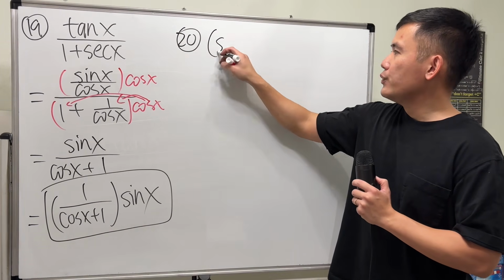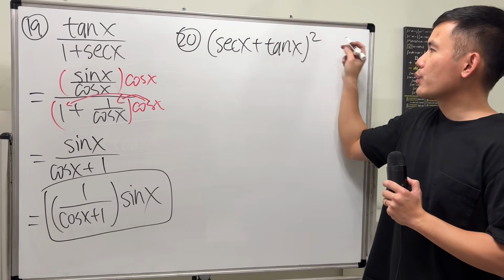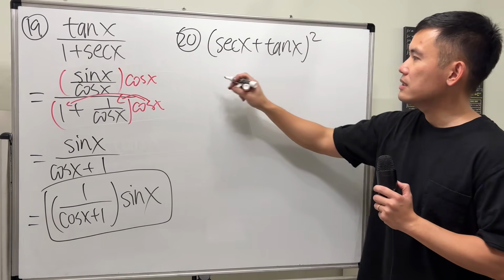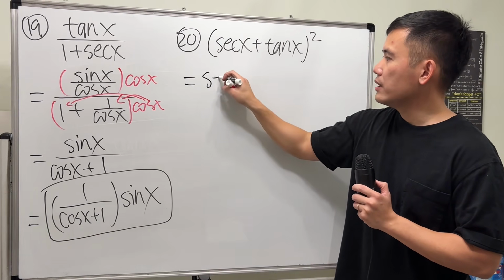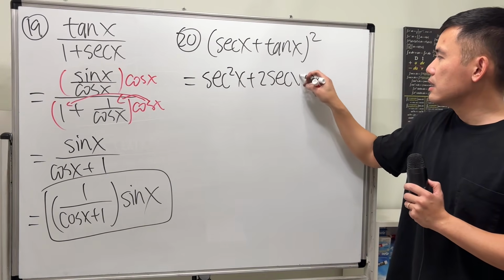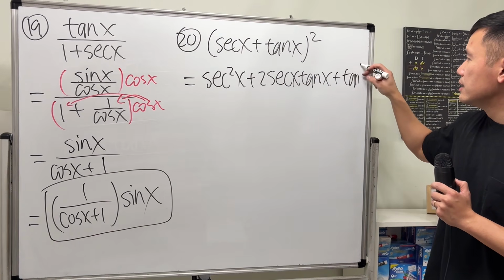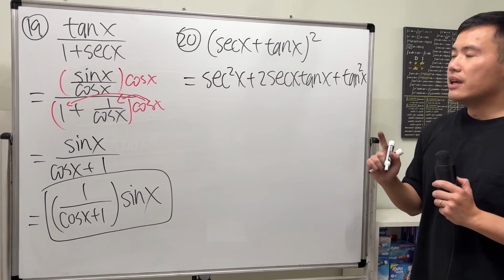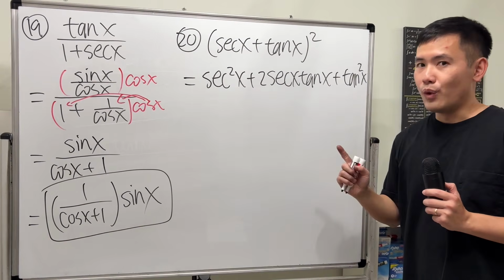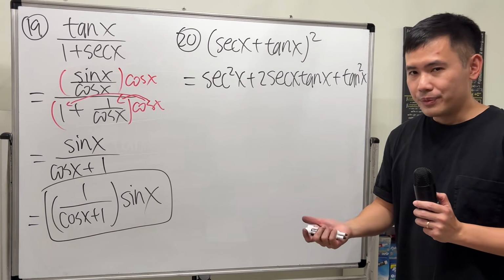Now, number 20. Here, let's see if we have secant x plus tangent x squared. In this case, once again, let's just expand this. So we get this thing squared plus 2 times this and that. And lastly, we add tangent square x. Here though, we have to be careful. This plus that is not equal to 1. Be really careful. So, what are we going to do?